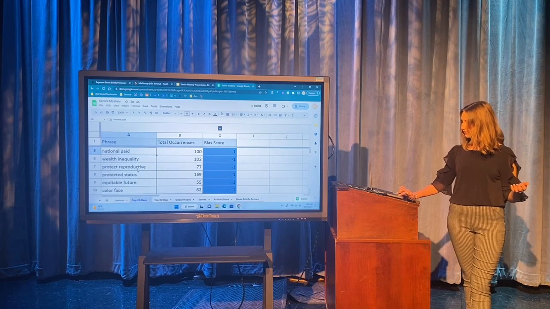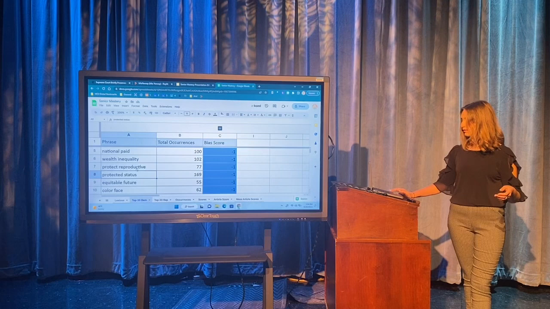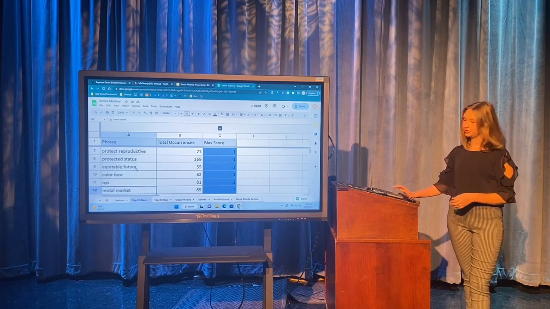Okay, so this is all stuff that you would pretty heavily associate with things that you hear Democrats talking about pretty regularly. You got protect reproductive, protected status, and these are all basically 1 or 2 word strings.